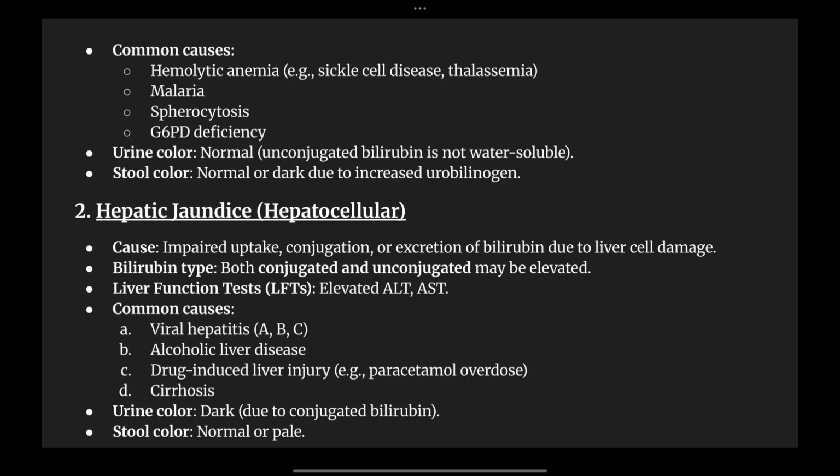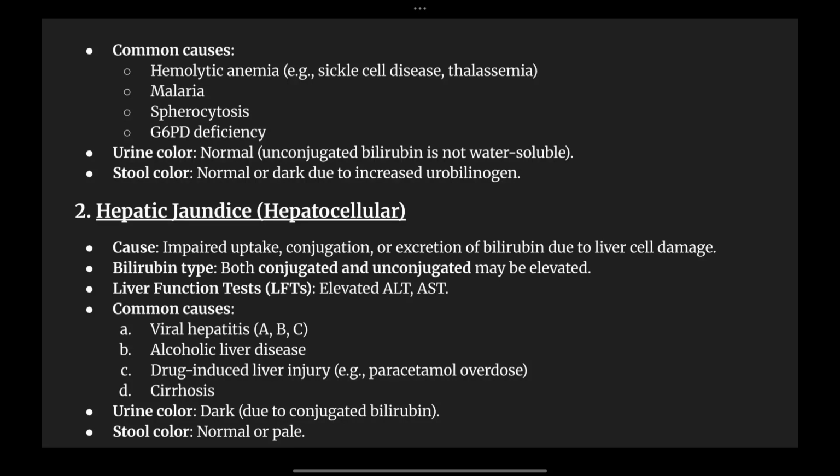Now, coming back to the topic, urine color when it is normal. Unconjugated bilirubin is not water soluble. So you can detect unconjugated bilirubin by performing certain tests, and you can find out that prehepatic jaundice might be there. It is a test that is conducted, but you can't observe it with the naked eye because the urine color appears to be normal. Now, stool color is also normal, and sometimes it might be dark due to the increased urobilinogen. So urobilinogen causes the dark color of the stool as well.